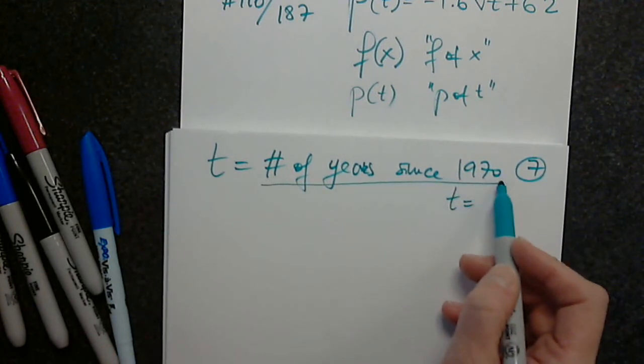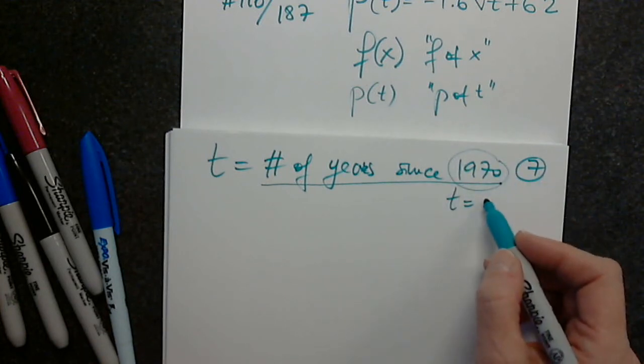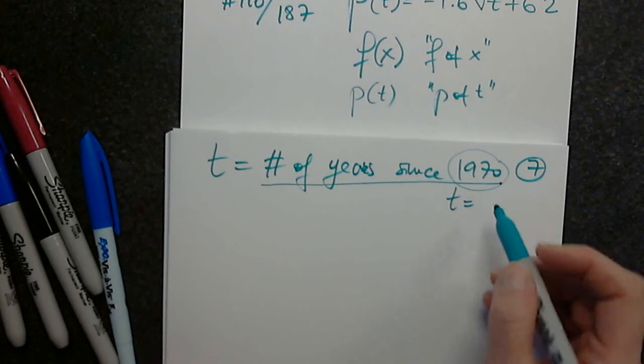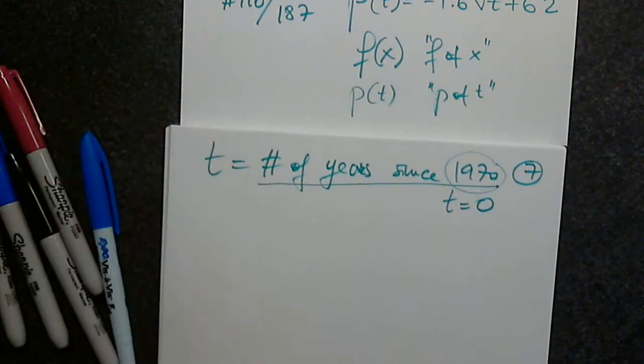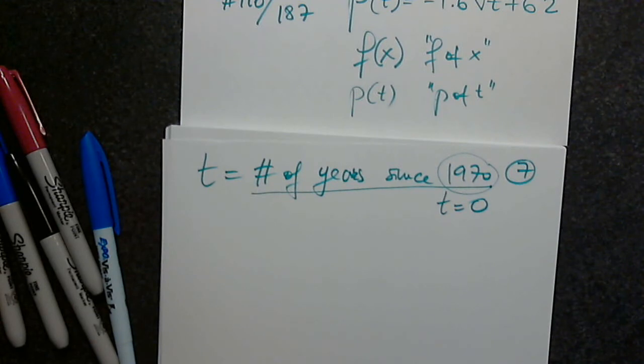Number of years since 1970. So 1970 represents T equals 0. For someone born in 1970, how old is that person? Somebody was born on August 1st, 1970. How old is that person in 1970? How many years? Of course, 0 for 1970, right? 1971 will be T equals 1, and so on and so forth.